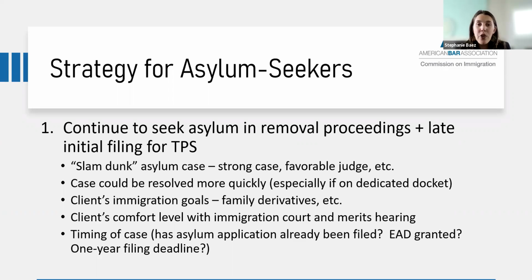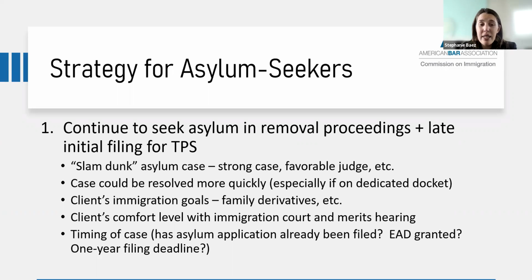Because remember, I said the goal for those cases is to adjudicate them within 300 days, which is fairly quick compared to other cases. So if you're on the dedicated docket and you think, this is definitely a case where we're going to get asylum, it could be a much faster path for your client than going through the other options I'll discuss.